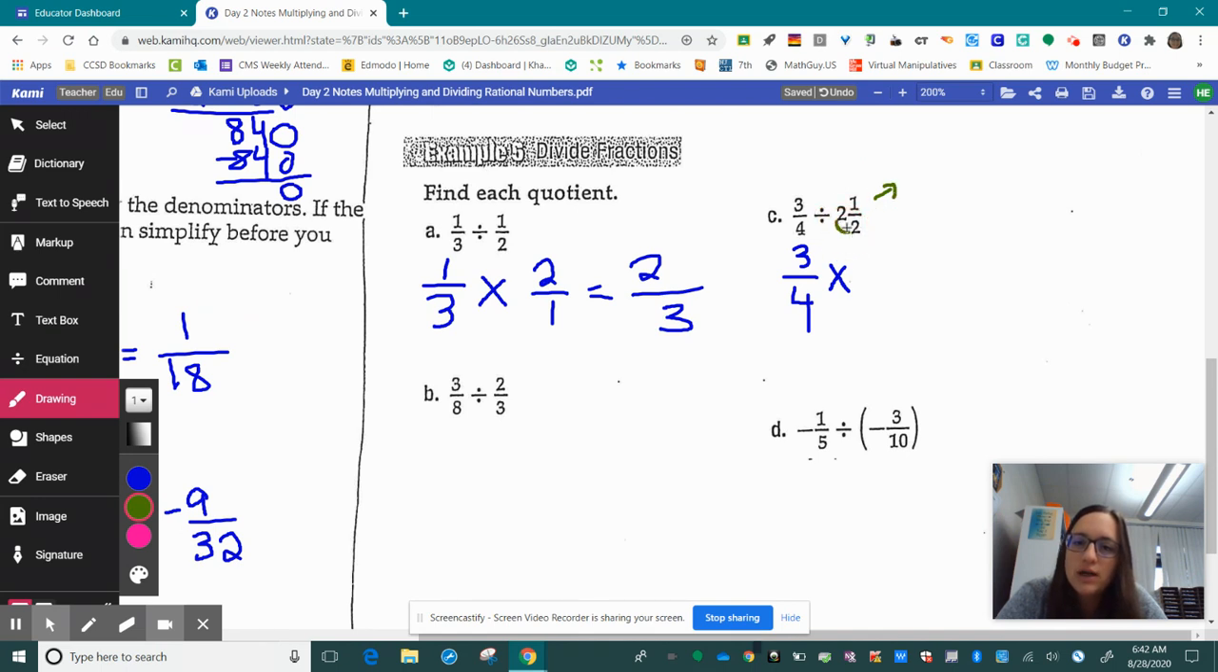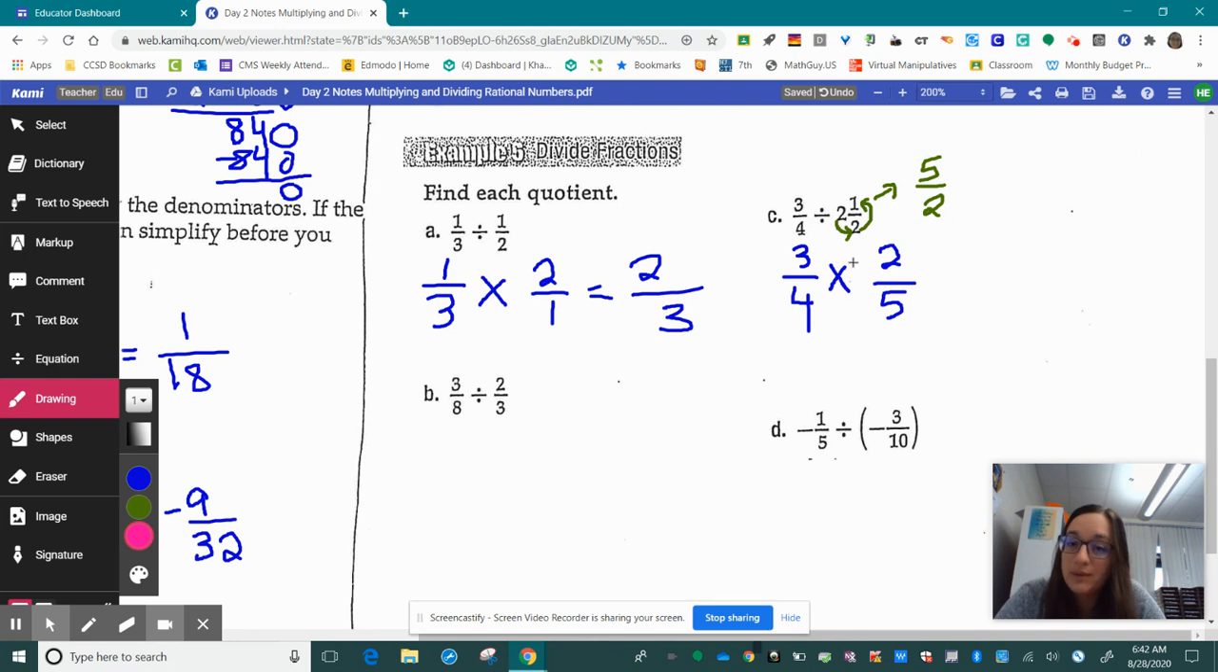So we have 2 times 2, so our whole number, times our denominator, 4, plus our numerator, 1, which gives us 5. So we have 5 halves as our improper fraction. Our reciprocal of 5 halves is 2 fifths. All right. We can simplify diagonally. You are welcome to multiply straight across right now, but you'll have to simplify at the end. I'm going to simplify right now.